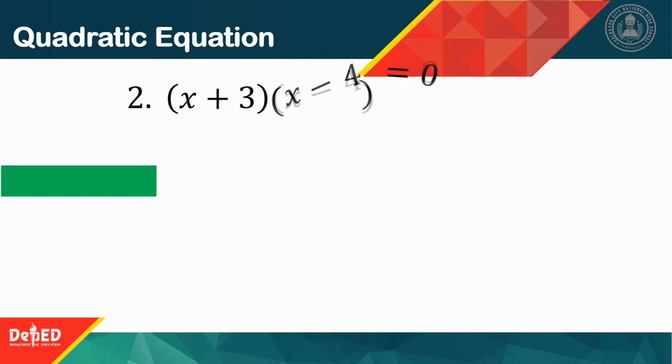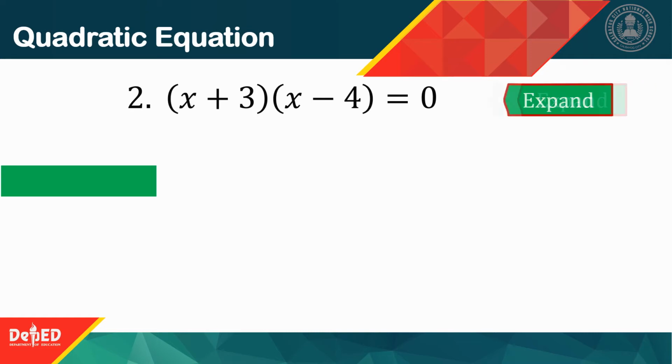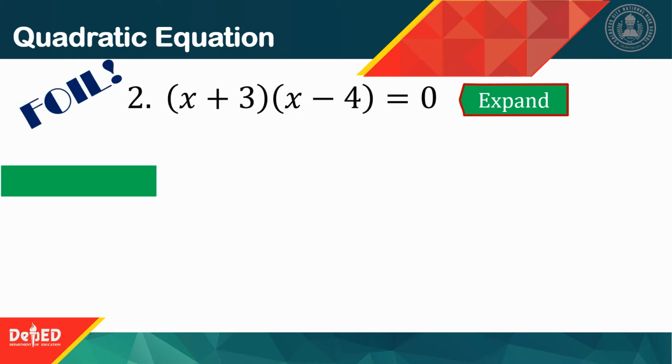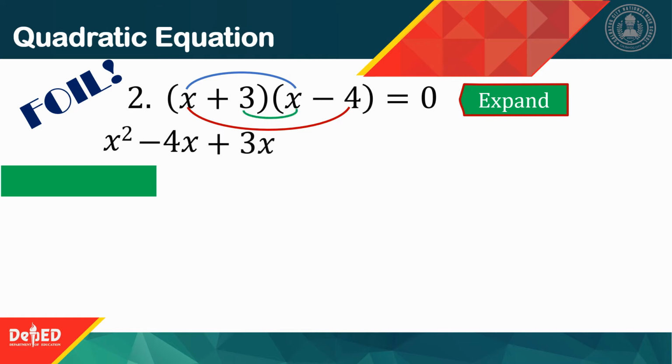For number 2, we have x plus 3 times x minus 4 is equal to 0. To write this in standard form, we need to expand the equation using the FOIL method. So x times x is equal to x squared. x times negative 4 is equal to negative 4x. Then 3 times x is equal to positive 3x. And 3 times negative 4 is equal to negative 12, equal to 0.